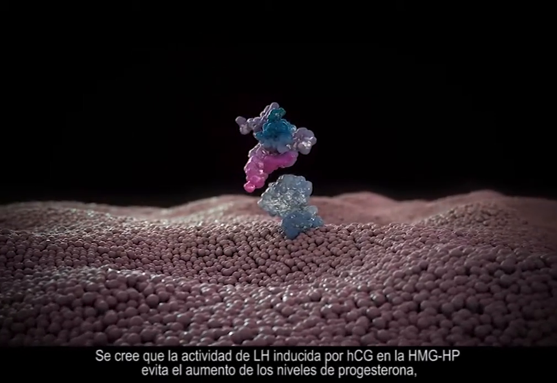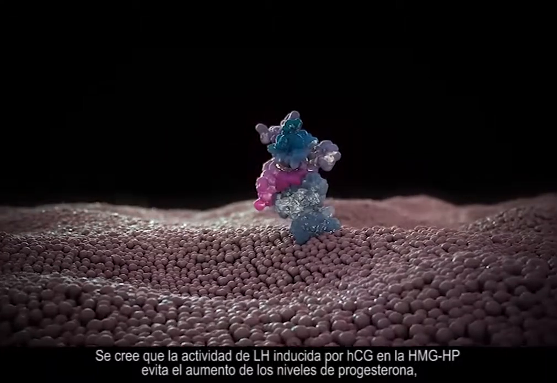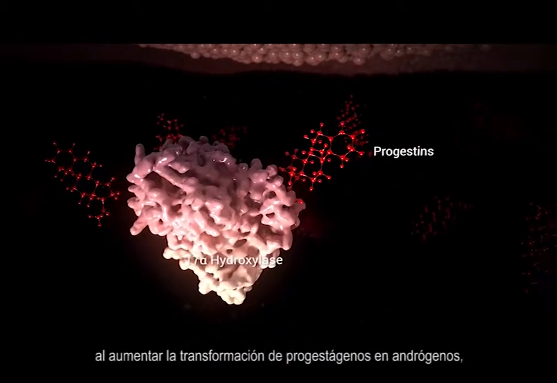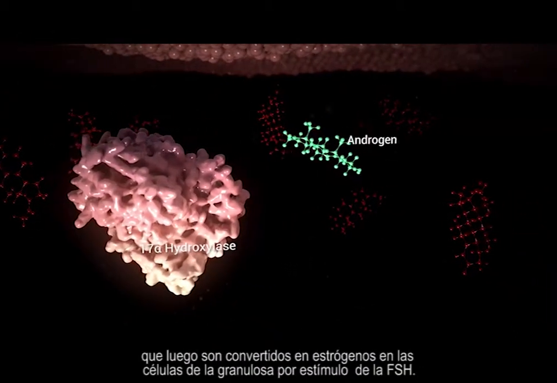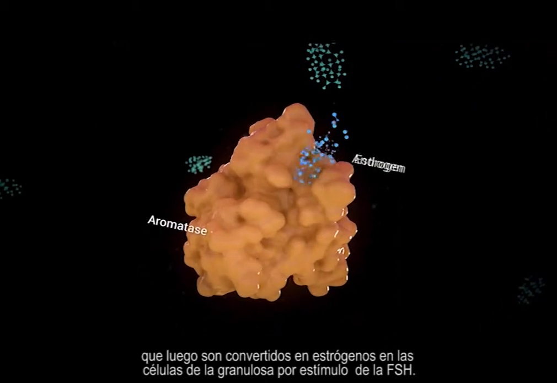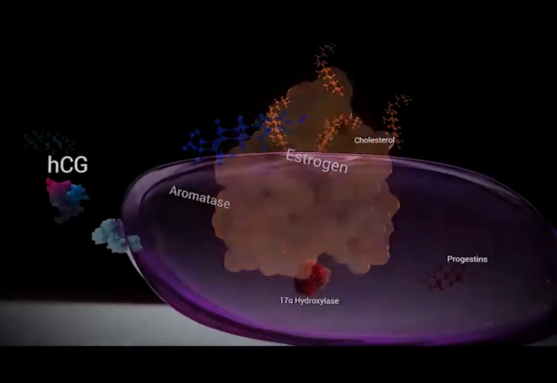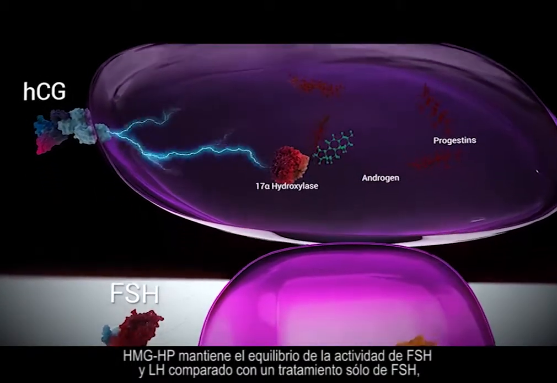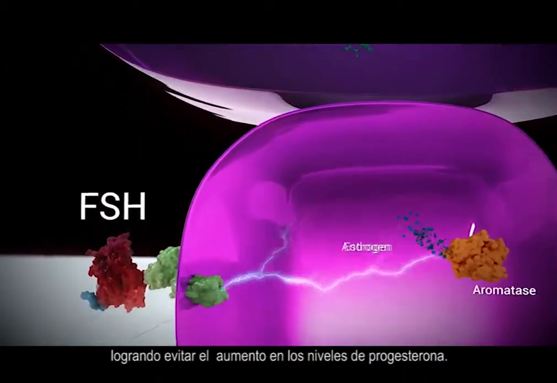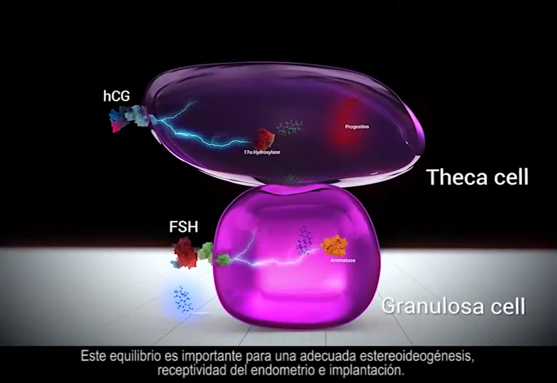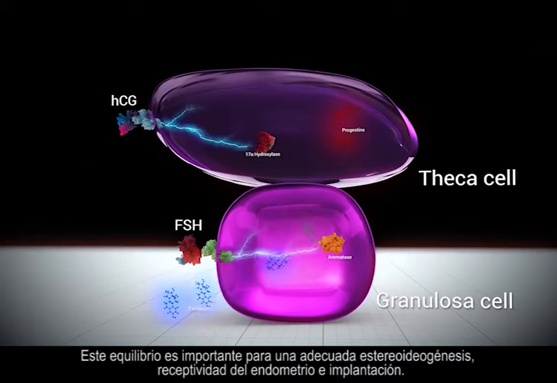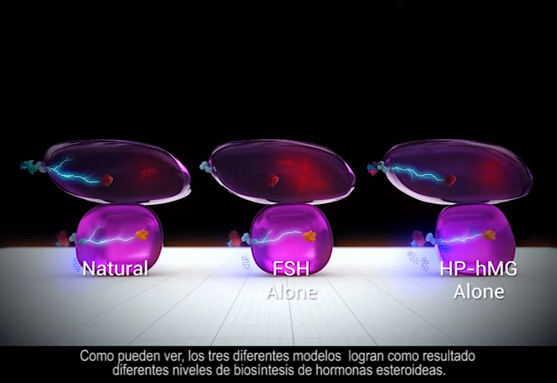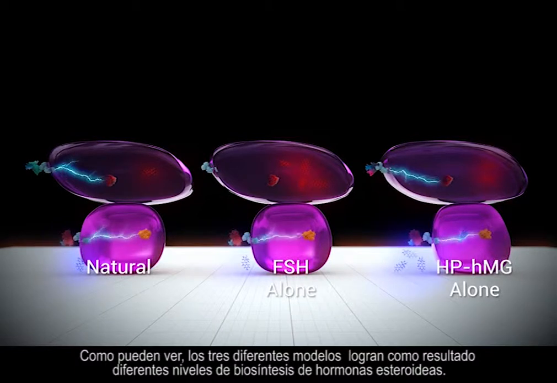It is thought that the HCG-driven LH activity found within HP-HMG offsets the rise in progesterone levels by stimulating theca cells to convert progestins to androgens, which are then metabolized to estrogens in granulosa cells through its FSH activity. HP-HMG maintains the balance of FSH and LH activity over FSH treatment alone, while preventing a rise in progesterone levels. This balance is important for proper steroidogenesis, endometrial receptivity, and implantation. As you can see, the three different environments result in different rates of estrogen biosynthesis.